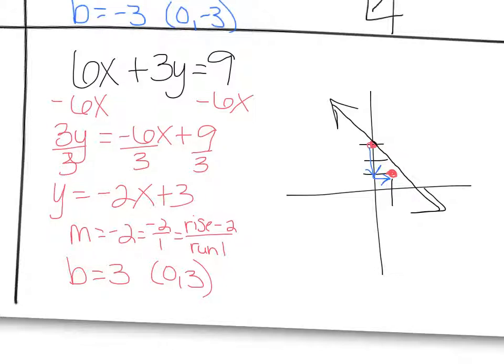Alright, well hopefully your line looks like mine. Notice that my slope was a negative number, so you should have expected my line to slope down, which it does.